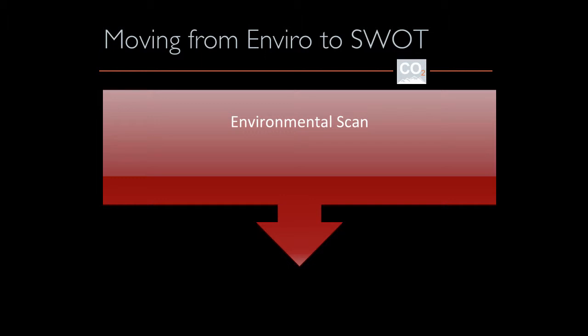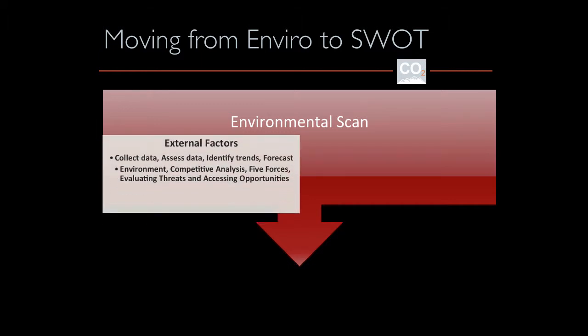Now let's get deeper into it and dive deep into how we convert this data from the Enviro scan to the SWOT. We're going to take the Enviro scan and we're going to look at the two aspects, one being the external factors. And the external factors are looking at both opportunities and threats. We look at the environment, the competitive analysis, 5 forces, evaluating threats, and assessing opportunities.